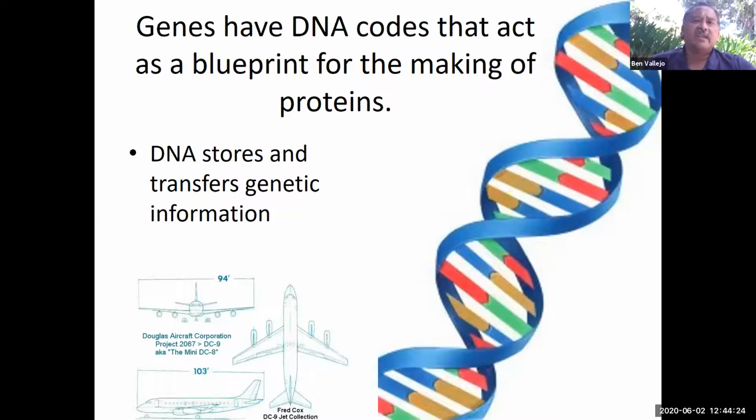Genes have DNA codes that act as blueprints for the making of proteins. That's why I have in the bottom left corner a blueprint of a plane. And you can see here, it's an image we've seen before from previous lectures and previous talks. It's the double helix of DNA, deoxyribonucleic acid. And so the genes are made up of DNA sequences. And those DNA sequences have the directions on which proteins to make.